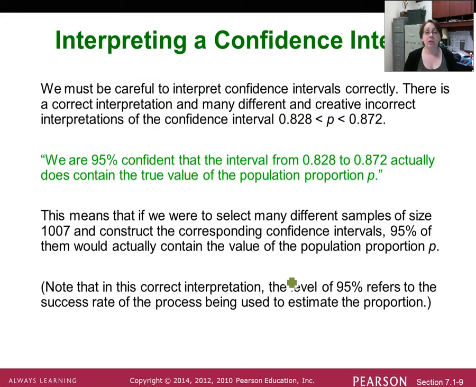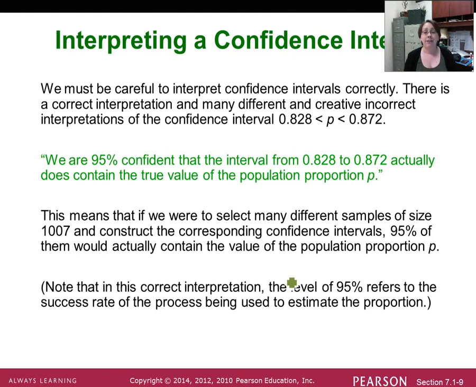Alright, make sure you interpret a confidence interval correctly. We must be careful to interpret confidence intervals correctly. There is a correct interpretation and many different and creative incorrect interpretations of the confidence interval. For example, this one. We're saying that the population proportion is in between 0.828 and 0.872. Somewhere in there we're relatively confident that our proportion lies. In the green I've highlighted what the correct interpretation of this interval is.